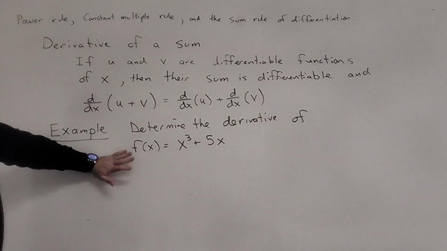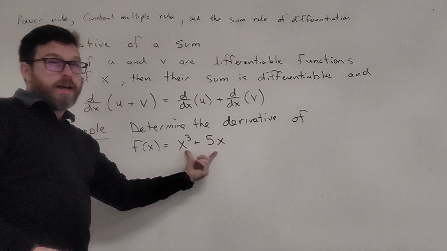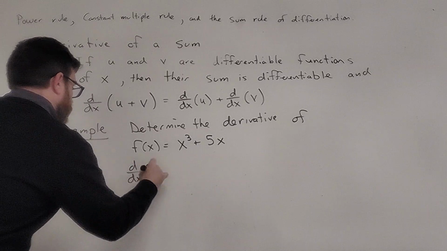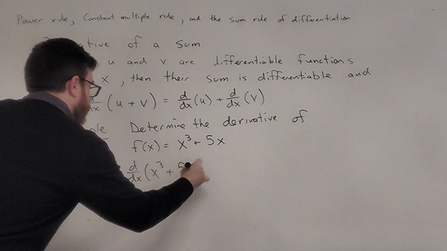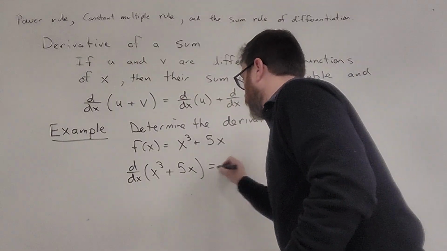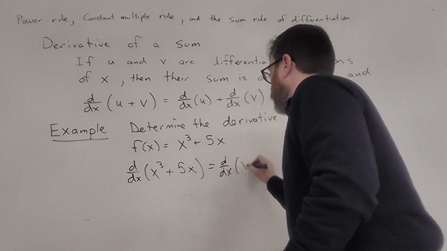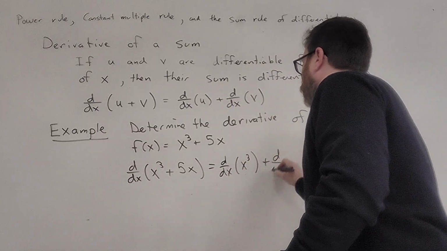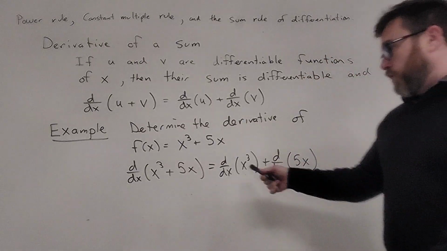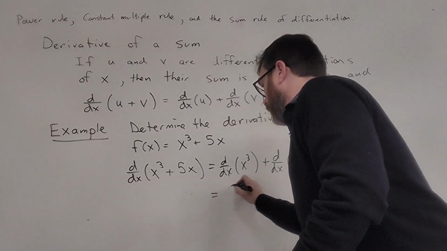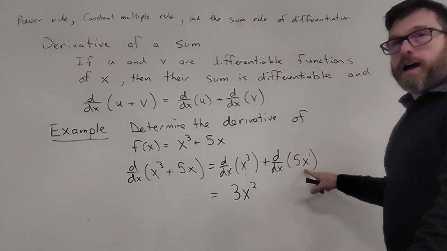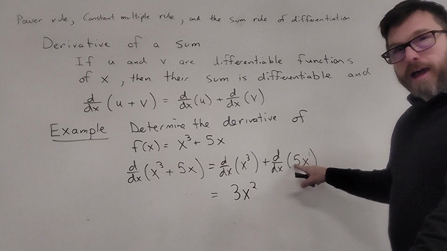So what I want to do is I want to take the derivative of the sum. So what is the derivative of x cubed plus 5x? If I want to find the derivative with respect to x of x cubed plus 5x, we know it's going to be equal to the derivative of the first term plus the derivative with respect to x of the second term. So the derivative with respect to x of x cubed is going to be 3x squared, and remember that this is a 1. So the derivative with respect to x of 5x, so this would be 1 times 5, so this is going to be 5.